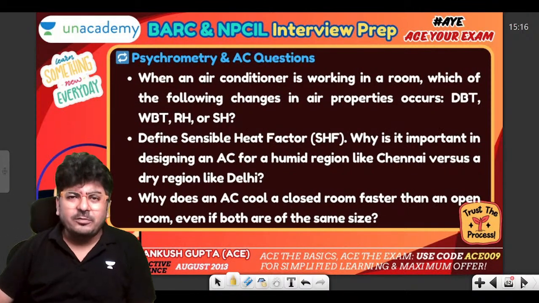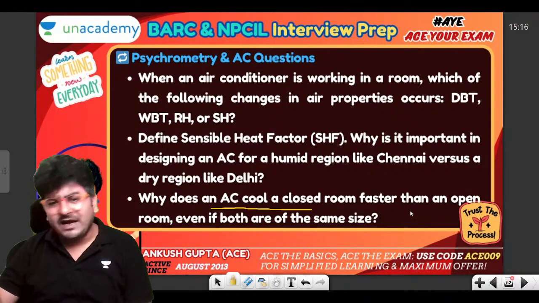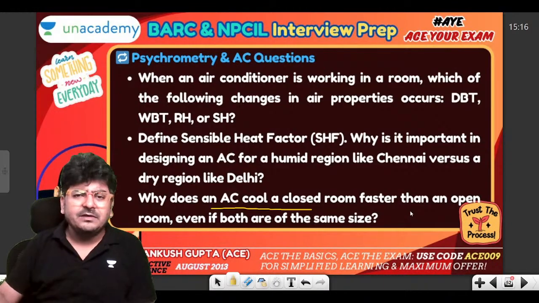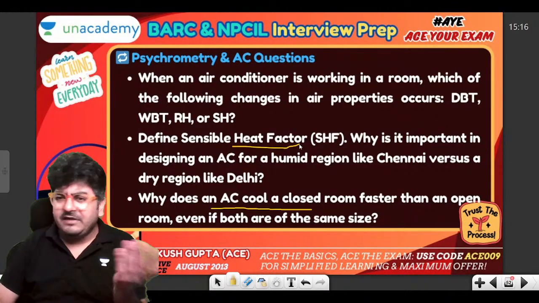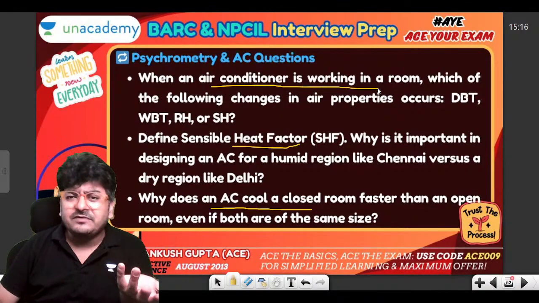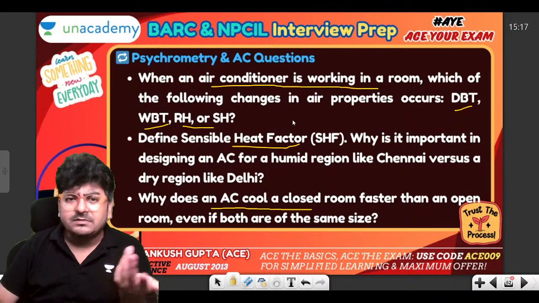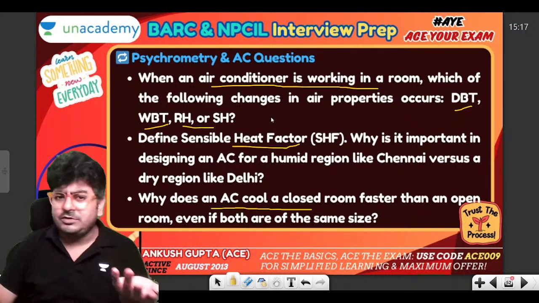ठीक है. कुछ साइक्रोमेट्री या एसी रिलेटेड क्वेश्चंस, कि हमारा एसी, why does AC cool a closed room faster than the open room, even if both are of the same size? You have the idea. I have explained. What is sensible heat factor? We have explained. How does an air conditioner work in the room? I have explained this. What is the effect on dry bulb temperature, wet bulb temperature, relative humidity, or sensible heat factor, or saturation humidity? You know that.